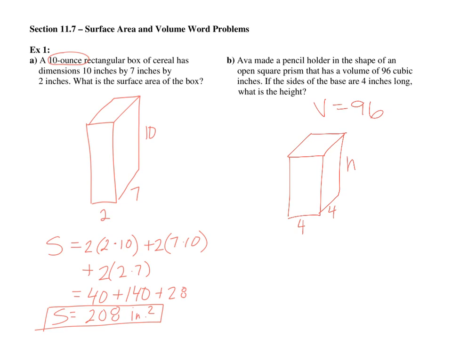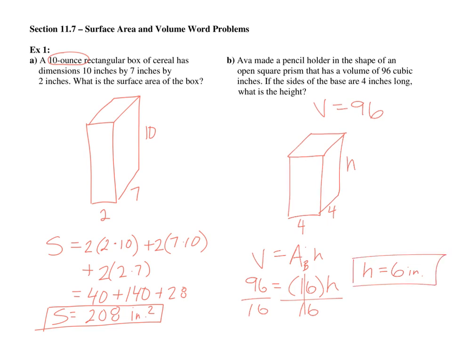All right, so what's the volume formula for a prism? The volume is area of base times the height. So the area of base is 16. I don't know the height. The volume is 96. I divide by 16, and the height is 6. In this case, 6 inches. Done.